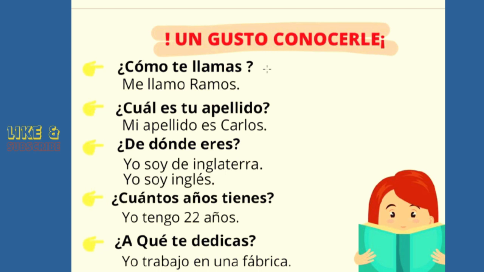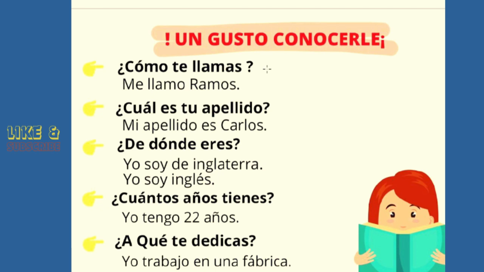Okay, te is a personal pronoun of the verb llamarse. I'll explain the verb later. I can't describe the verb this time because you will be a little bit confused. अभी नहीं बताऊंगी, बाद में बताऊंगी. अभी थोड़ा सा हम introduction देखते हैं. ठीक है, ¿cómo te llamas?